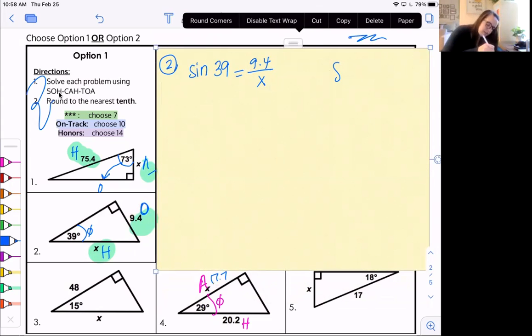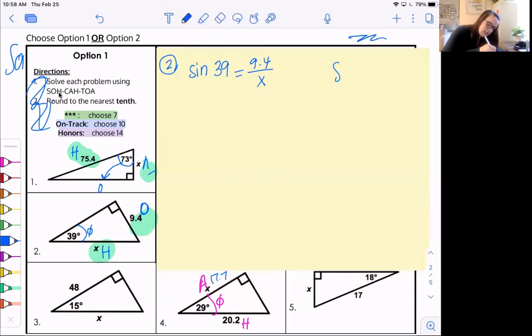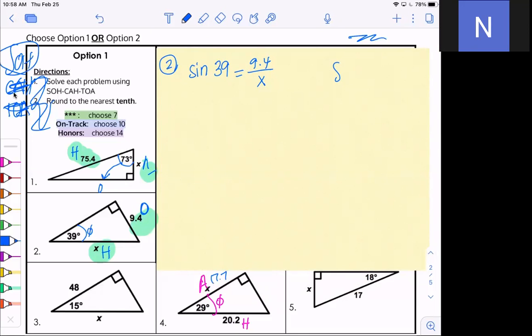Okay, well, if I have over here sine, cosine, and tangent, right? Like SOHCAHTOA, TOA. This one doesn't have the H, so it's gone. This one, cosine, doesn't have the O, so it's gone. So I have to use sine. Does that make sense? Yeah, it's just like that.